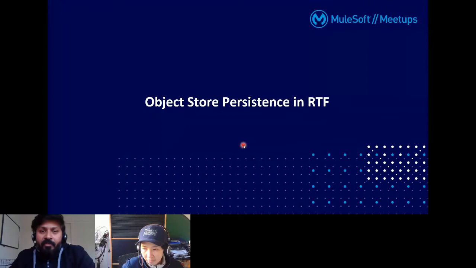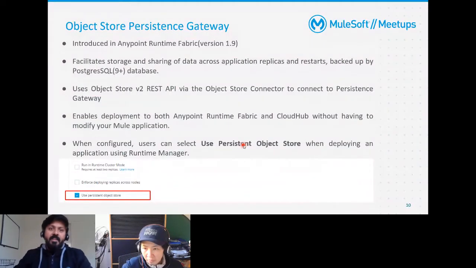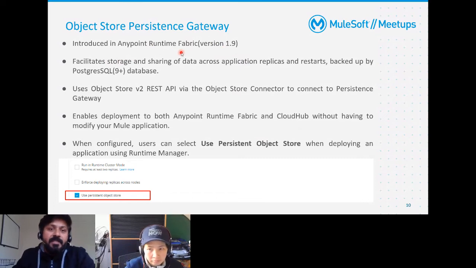So that concludes the overview. Let's move on to the object store persistence feature in RTF. All this while, RTF was missing this key feature of object store persistency. And with the latest release of 1.9, we have the endpoint runtime, and we have the object store persistence available.